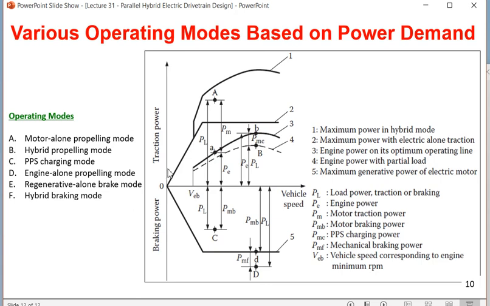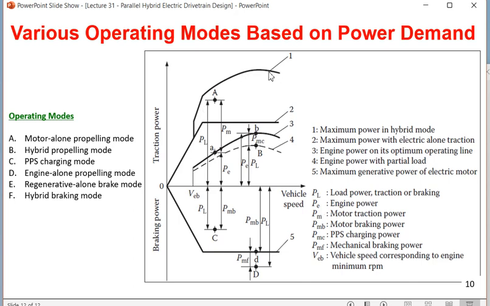Now the power has two regions. Above the zero axis is traction power, which is taking the vehicle forward, and below zero it is the braking power. There are mainly 5 modes here, 5 cases, 1, 2, 3, 4 and 5, you can find here. There are 5 positions, and the 5 positions are maximum power in hybrid mode, that is this graph.